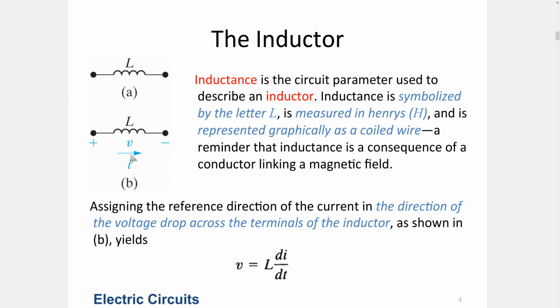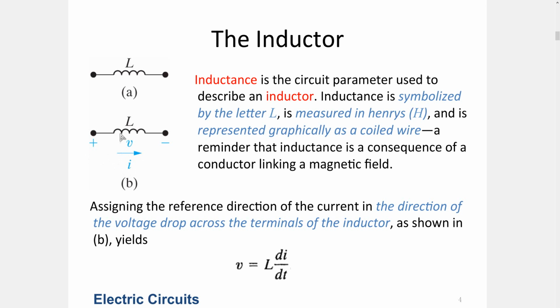Here the direction of current is always taken with respect to the positive voltage point. So the voltage difference is as shown here, and the current will flow from the positive voltage to the negative voltage. The direction is always like this. The reference direction is assigned with respect to the voltage drop across the terminals of the inductor.